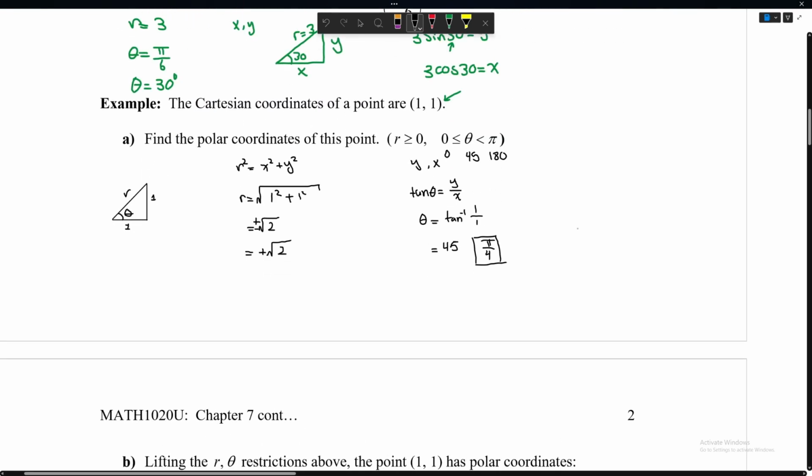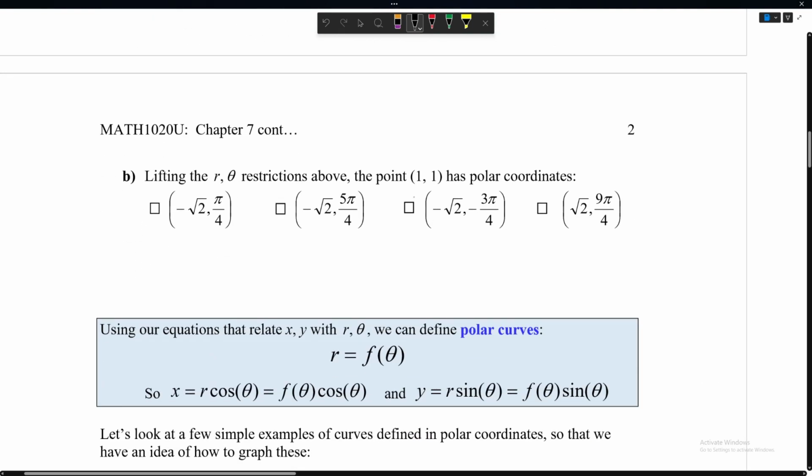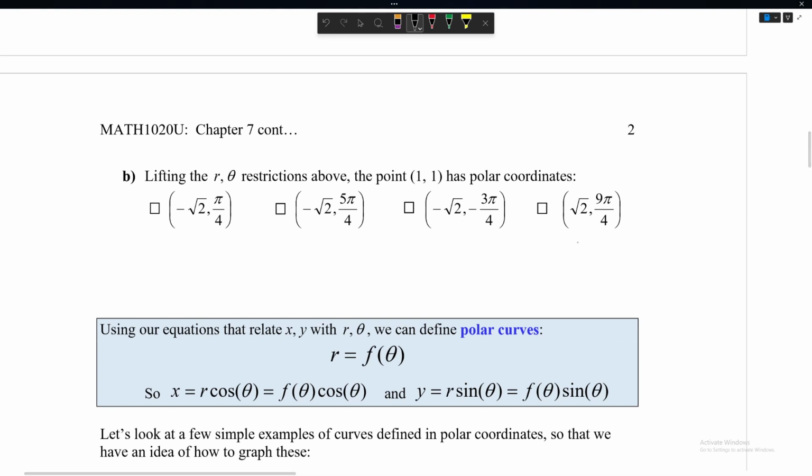Okay, so now you can put in your Cartesian, which is our r, which is 2, comma, pi over 4. You guys know most of this stuff. Lifting the restrictions up here, we're seeing the point (1, 0, 1) has polar coordinates. Which ones apply? The best way to do this is with radians. I'm better with radians, I don't know about you guys.